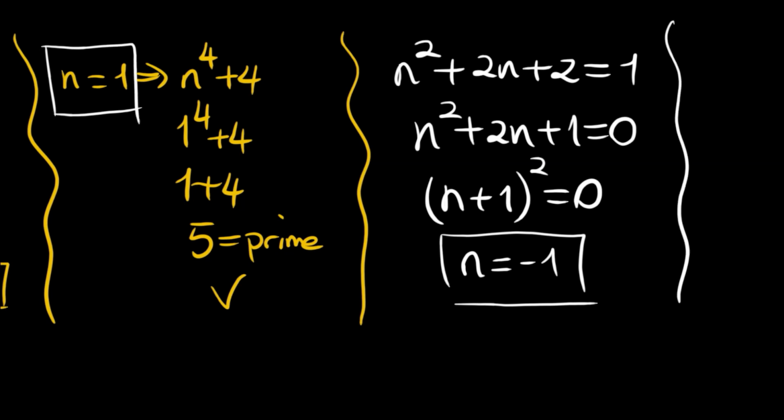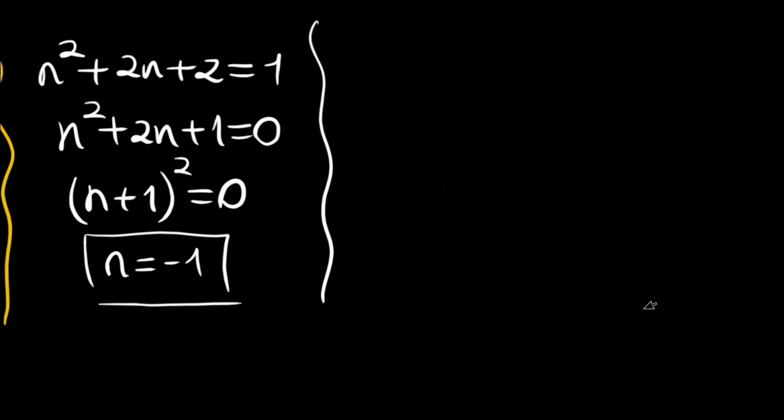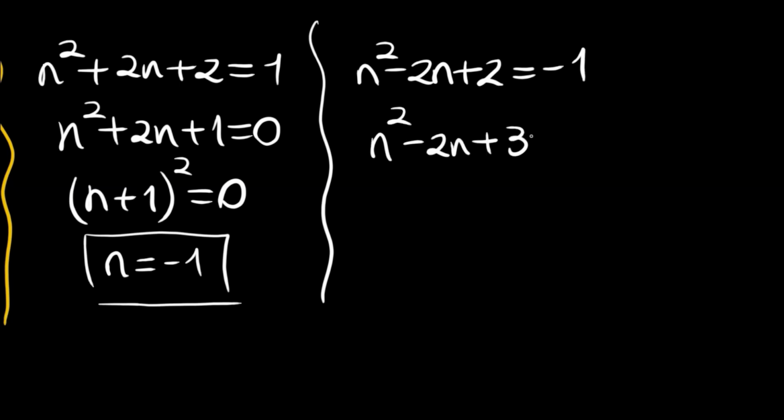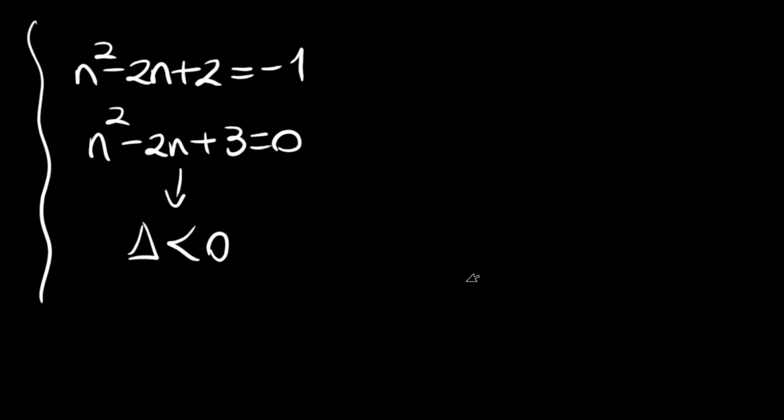Let me try negative 1 for the first expression. N squared minus 2n plus 2 is equal to negative 1 becomes n squared minus 2n plus 3 is equal to 0. But this has no real solution since delta, the discriminant, is negative here. B squared minus 4 times a times c becomes negative. So we have no real root here.